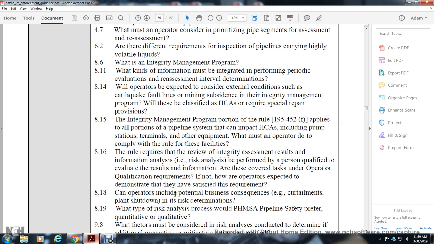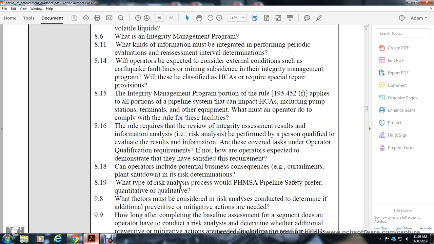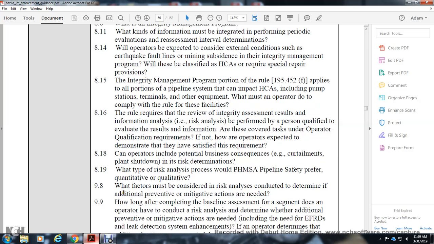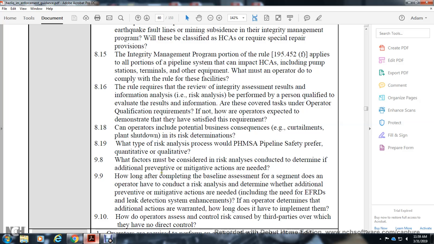8.18: can the operator include potential business consequences, curtailments, plans, and shutdowns in the risk determination? 8.19: to take the risk process of the Pipeline and Hazardous Materials Safety Administration, PHMSA preferred quantitative or qualitative? 8.98: what are the factors that may be considered for the risk analysis conducted for the determination of additional preventive and mitigative actions needed? 9.9: how long after completing the baseline assessment of the first segment does the operator have to conduct the risk analysis to determine the additional preventive and mitigative actions, for this need, with the need for EFRDs and leak detection system enhancement? Once the operator determines additional actions are warranted, how long does it have to implement them?